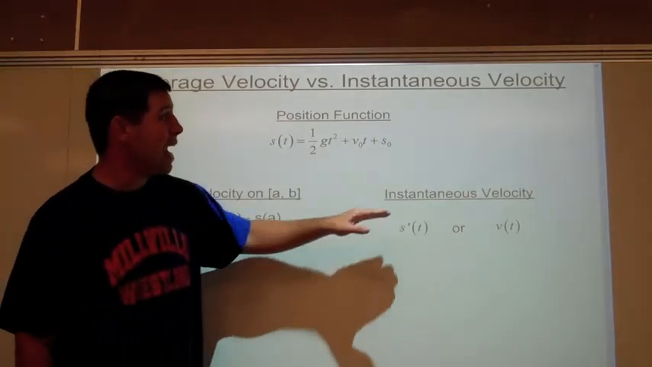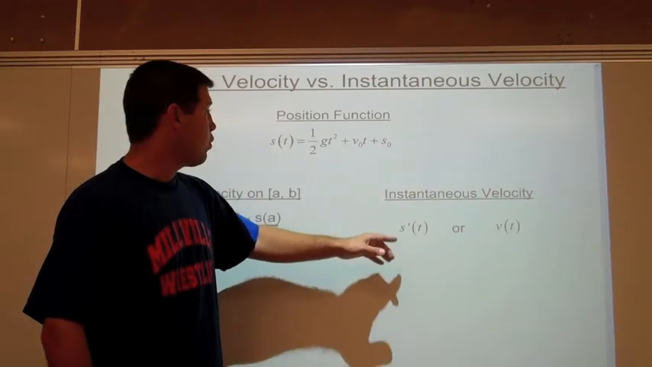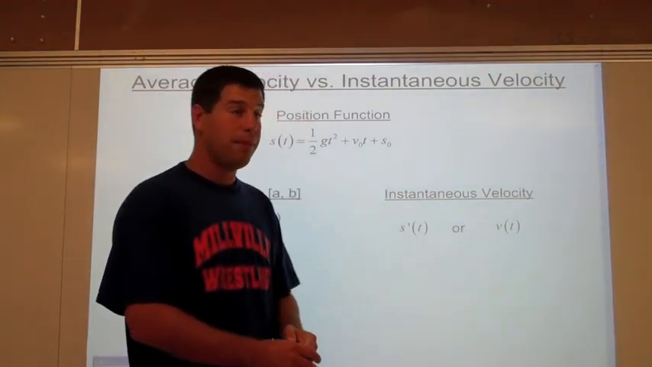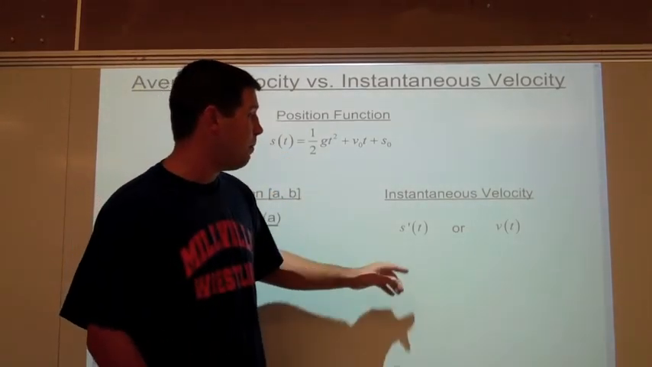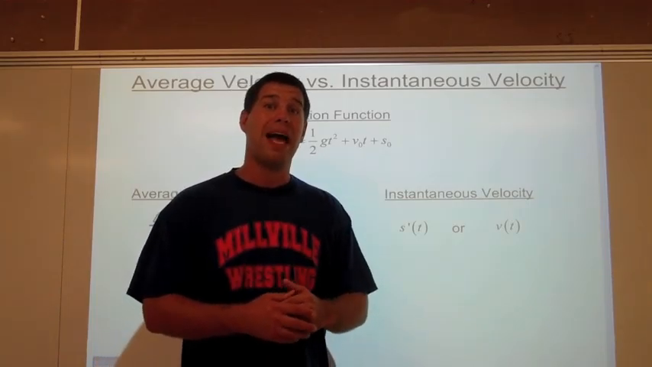Now when you refer to instantaneous velocity, that's going to be the slope of a tangent line. So it's going to be the derivative of your position function, or it can also be denoted as v of t. s of t is your position function. s prime of t or v of t will be your velocity function at any time t.